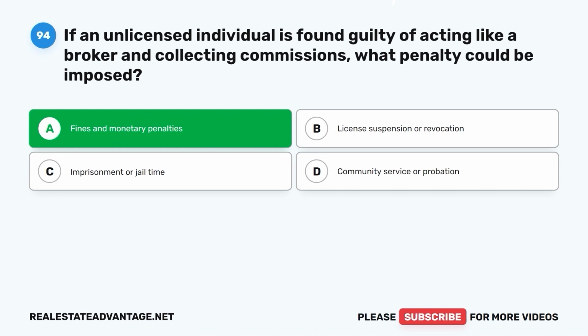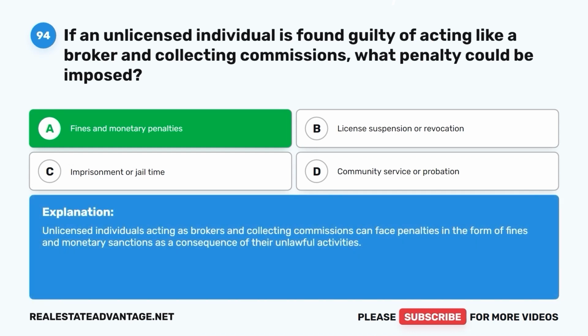The correct answer is A. Fines and monetary penalties. Unlicensed individuals acting as brokers and collecting commissions can face penalties in the form of fines and monetary sanctions as a consequence of their unlawful activities.